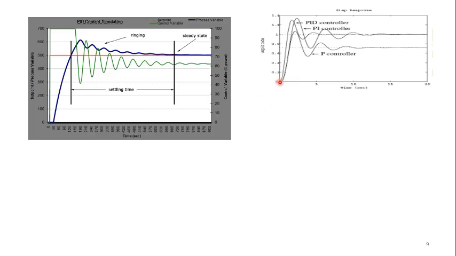Next, here we can see the different types of curves. The bottom one is the proportional controller. Then the second one is the PI controller. Then the third one is the proportional, integral and derivative type of controller. So all the three controllers are shown in the figure.